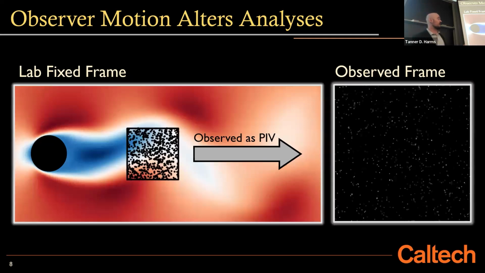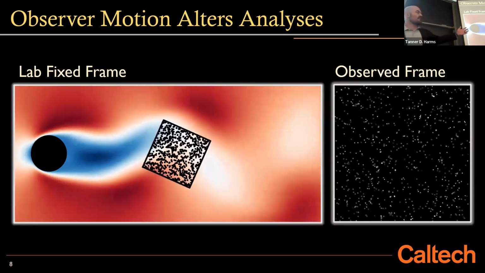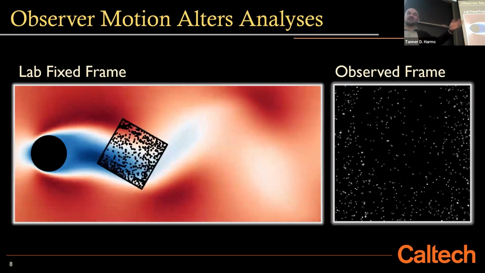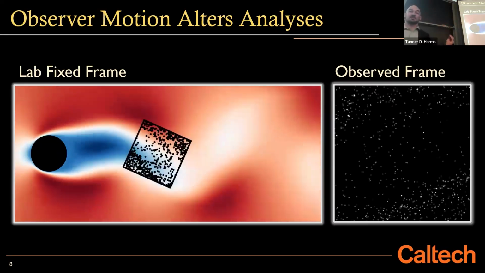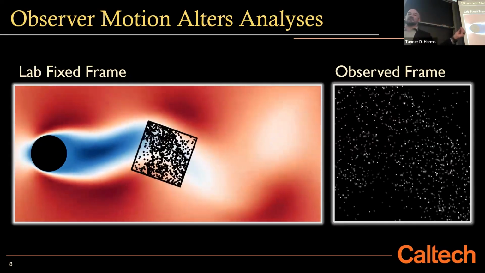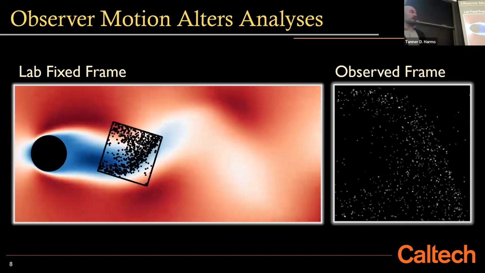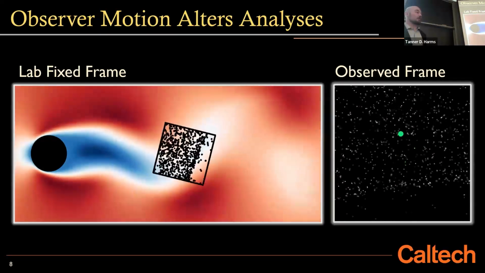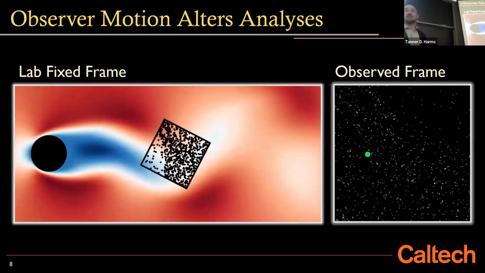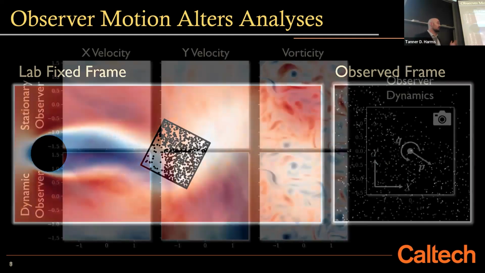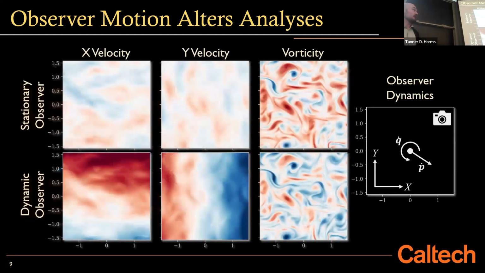I'm going to play this as a video, and we'll see that if I have an arbitrary translation and rotation to the frame that I'm observing, and I'm not aware of that translation and rotation, I'm not aware of those dynamics, it might be difficult to interpret what kind of flow I'm looking at just from what I see in the experiment. This has implications for the things that we measure. If we're trying to measure our x velocity, that's horizontal, or y velocity vertically, or the vorticity, you can see that if I have a stationary observer, I measure something different than if I have a dynamic observer.